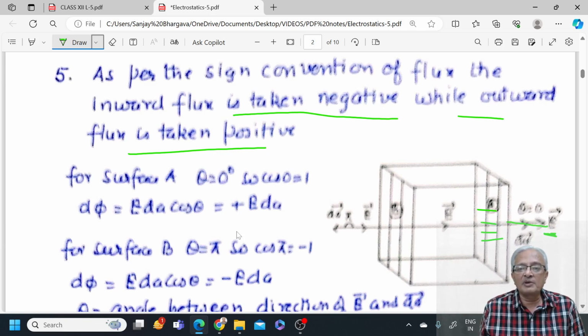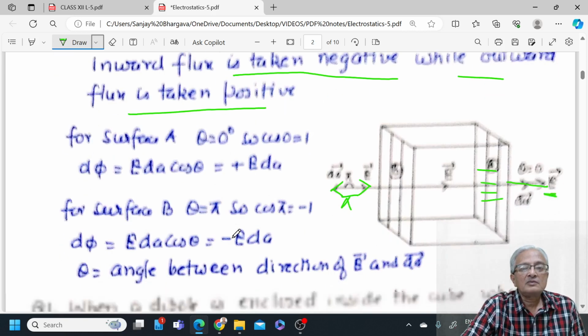In this case, what happens? This would be the direction of electric field. This would be the direction of normal, and the angle between the two is 180. In that case, cos 180 is -1, and that is why we say inward flux is negative.